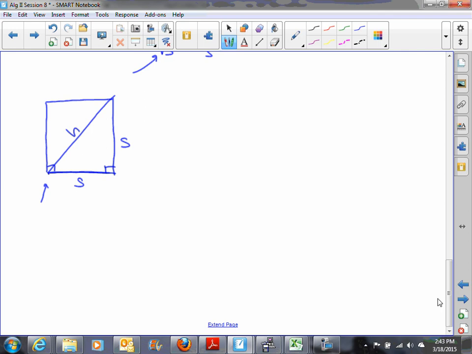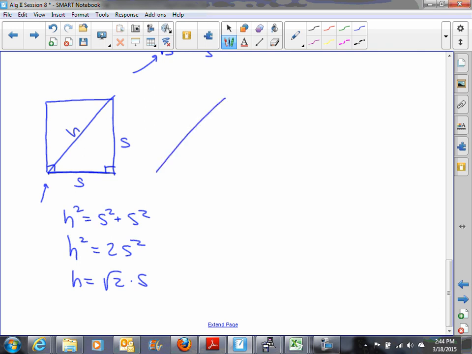Now, to find the hypotenuse, H squared is going to be S squared plus S squared. That's an H, not an S. Can't even read my own writing. Well, now S squared plus S squared is 2S squared. So if I take the square root of both sides, I get H is equal to the square root of 2 times S. So in a 45-45-90 triangle, we know that the hypotenuse is one of the legs times the square root of 2.